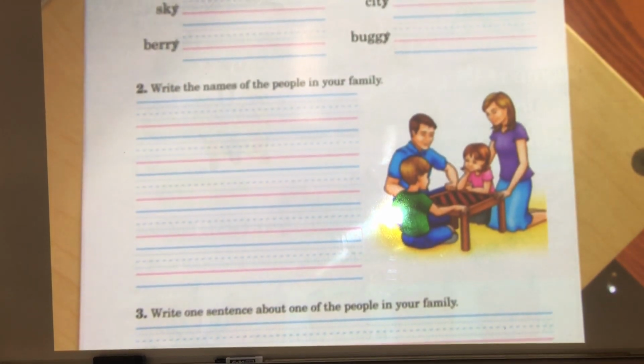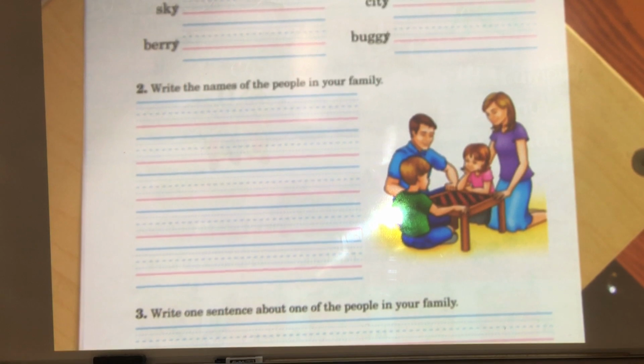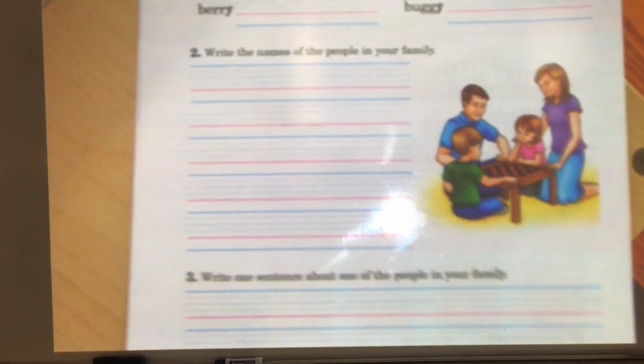Let's take a look at section 2. Write the names of the people in your family. So you have some spaces so you can write the names of the people in your family. Remember, boys and girls, your name and other people's names in your family are proper nouns. Your name needs to start with a capital letter. So if you write a person's name, please make sure you use a capital letter. Take a look at section 3.